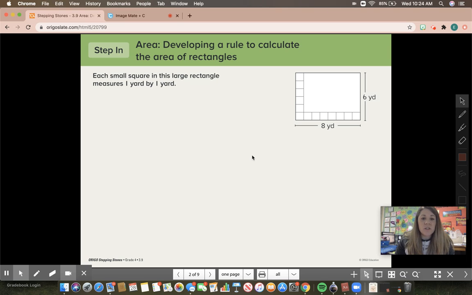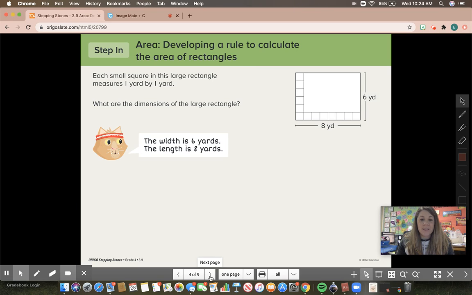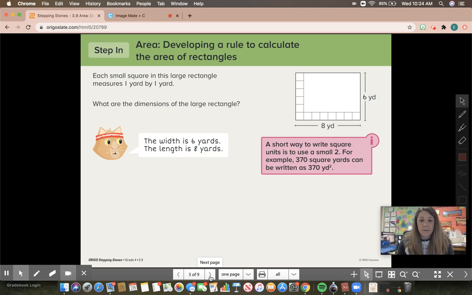Here we have, it says each small square in this large rectangle measures 1 yard by 1 yard. So they're saying that this small square here is a square yard. The length is a yard and the width is a yard. It's 1 square yard. What are the dimensions of the large rectangle? In this case, what would be the length? Well, the length is 1, 2, 3, 4, 5, 6, 7, 8 yards. And the width would be 1, 2, 3, 4, 5, 6 yards. The width is 6 yards and the length is 8 yards, just as we said.